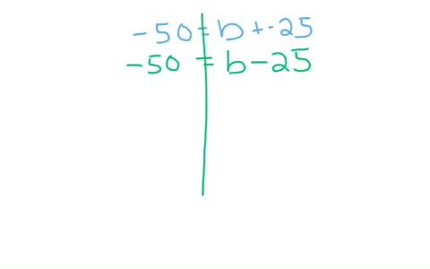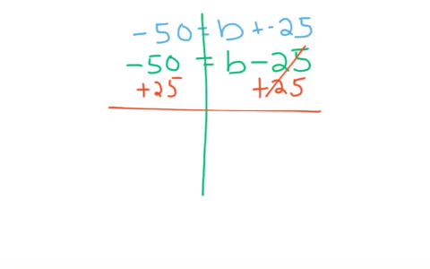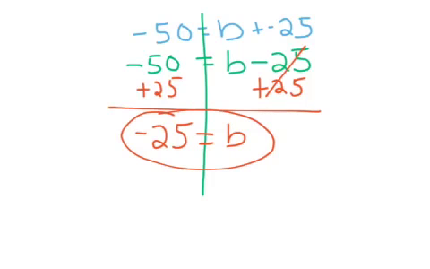To isolate the variable or get b by itself, the opposite of subtracting 25 would be to add 25 to both sides. These cancel. Negative 50 plus 25 is negative 25 equals b. That is your final answer.